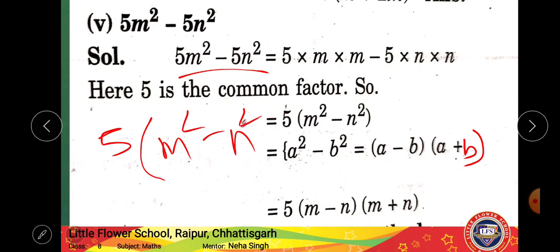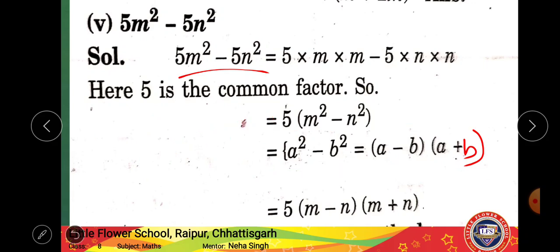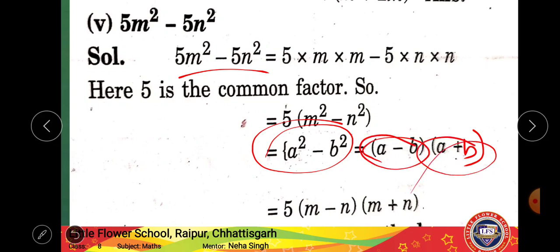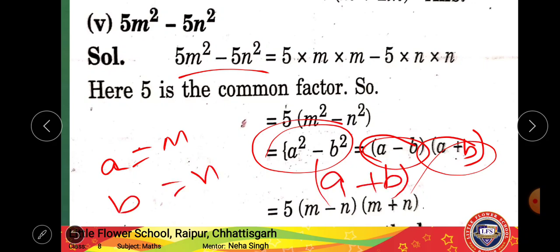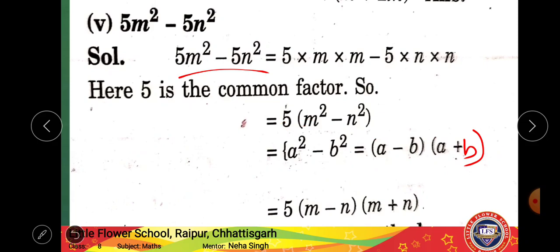This is the formula. See, if a square and b square are the numbers, so its formula will be a minus b and a plus b. Right, here a is what? M, b is n. So what will be the formula? A plus b and a minus b, right, which is m plus n and m minus n, right? And this 5 will be here. Why?